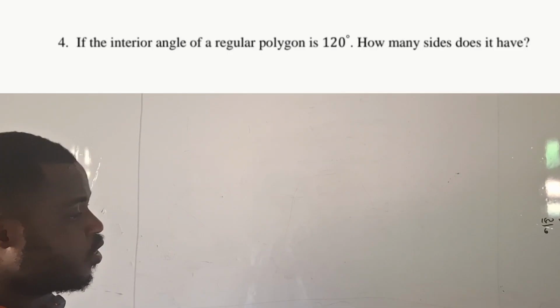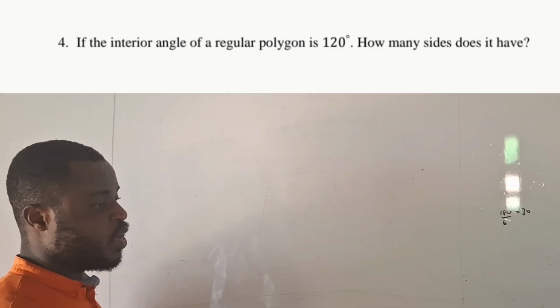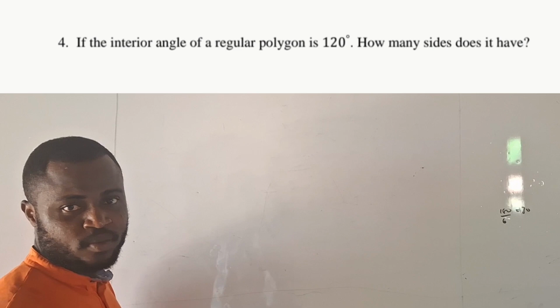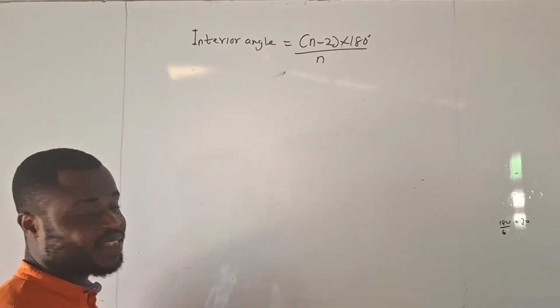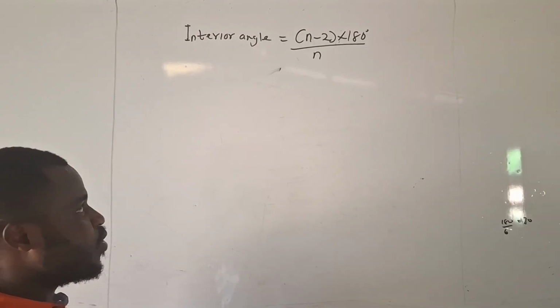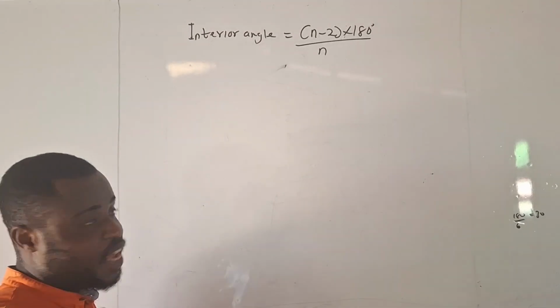And this fourth question says that if the interior angle of a regular polygon is 120 degrees, how many sides does it have? What is given to us? They've given us the interior angle. So we have to find the number of sides, which is n.